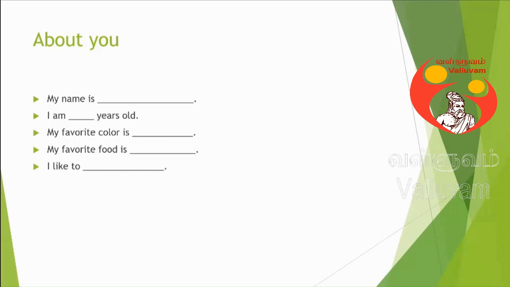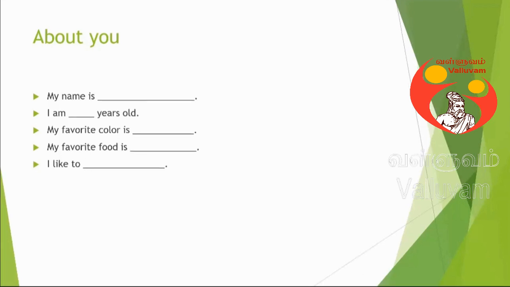Next, Lakshara, can you unmute and try? Sakishna and Priyanka, turn the volume off. My name is Lakshara. I am 6 years old. My favorite color is blue. My favorite food is rice and egg. I like to study and play.